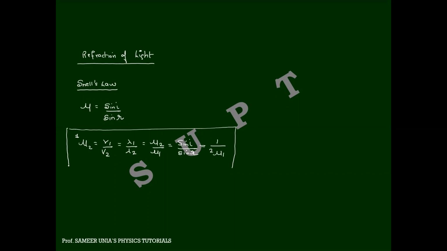Are you all getting it? Hello, yes or no? Yes, sir. There is another formula for Snell's law which also we can use, that is mu1 sin I is equal to mu2 sin R. Mu1 is the refractive index of the first medium. I is the angle of incidence. Mu2 is the refractive index of the second medium, and R is the angle of refraction.